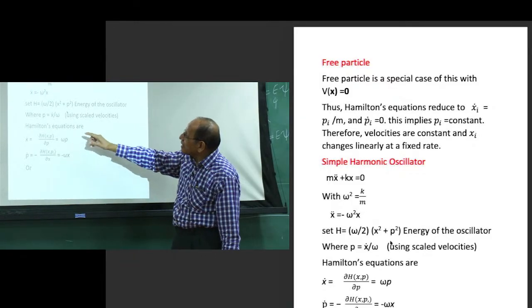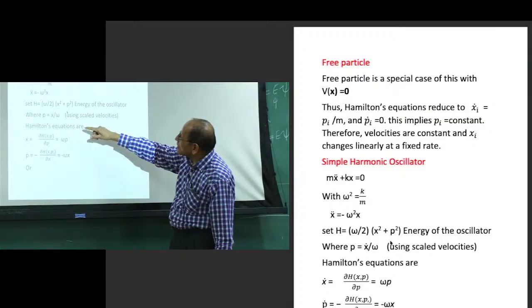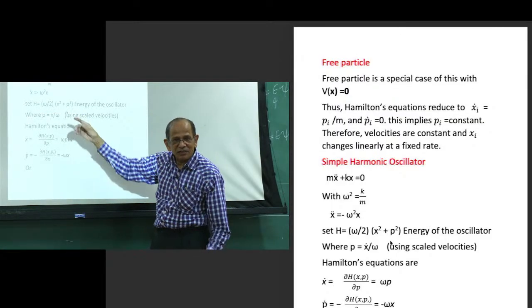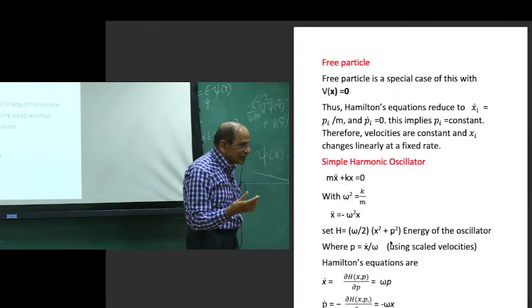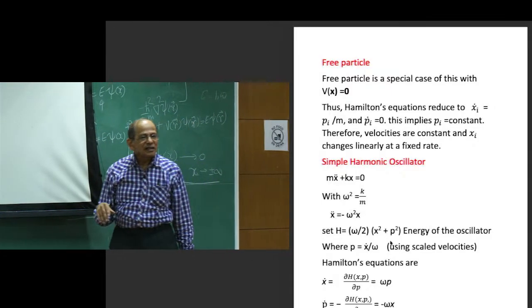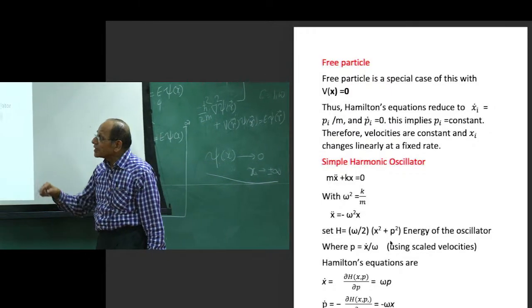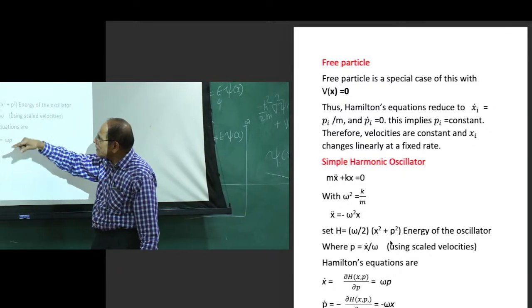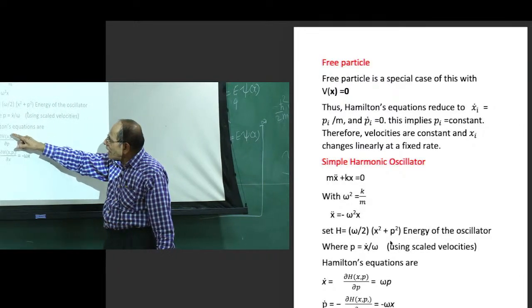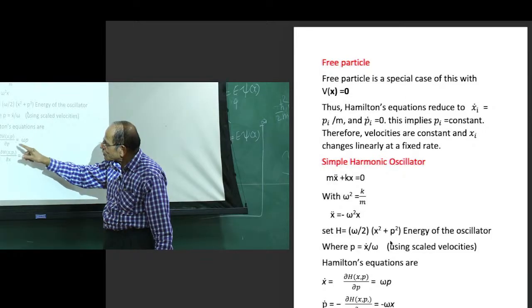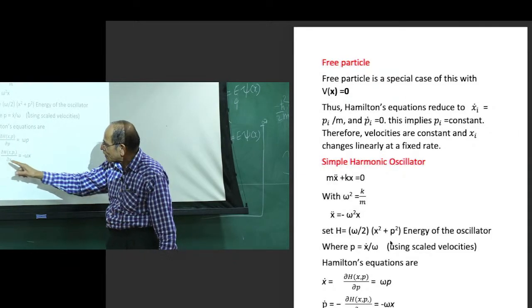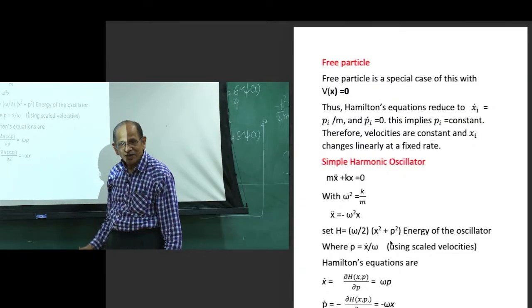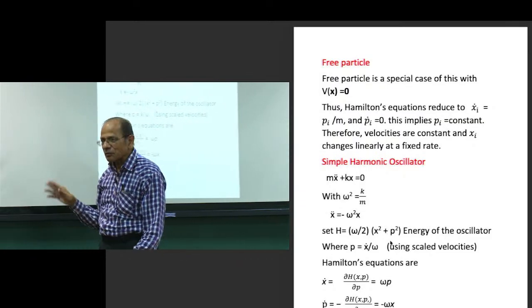And then go back and consider this Hamiltonian, which is the total energy, and as I remarked earlier, for mechanical systems total energy is the Hamiltonian. So take this Hamiltonian, then Hamilton's equations reduce to a very simple form. X dot turns out to be omega into P, P dot turns out to be minus omega x. That is simply substituting in the equations.